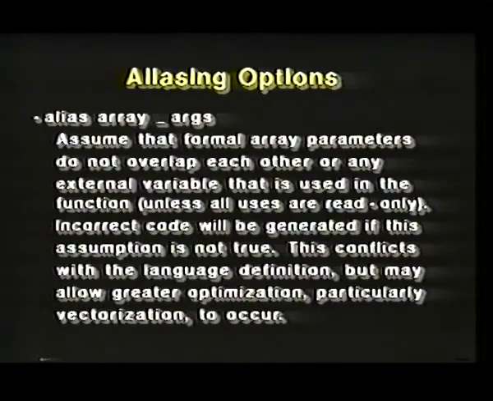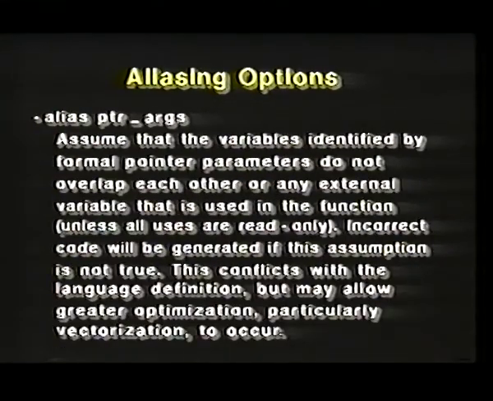Two more aliasing options: alias arrays underscore args and pointers underscore args. The first one treats arrays passed as parameters as arrays, not as pointers. C defines all arrays being passed as arguments to be treated as pointers, not arrays. This will also increase optimization. The second is new, and says treat all pointers passed as args as arrays and not as pointers. That definitely goes against the language definition, but it does increase optimization. But if you lie to the compiler with this option and get wrong answers, you deserve them.